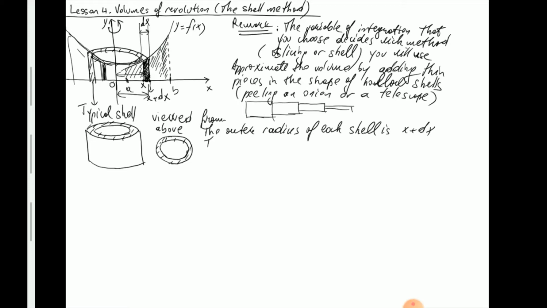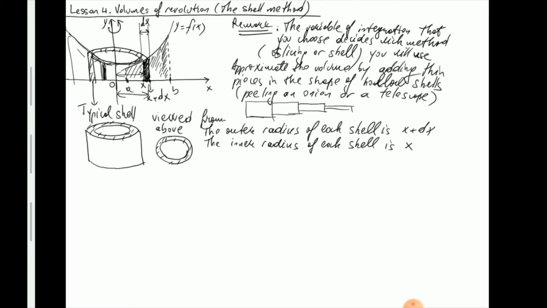So the inner radius of each shell is x. A typical shell, right? There are many of them until you exhaust the full volume, starting from a to b.